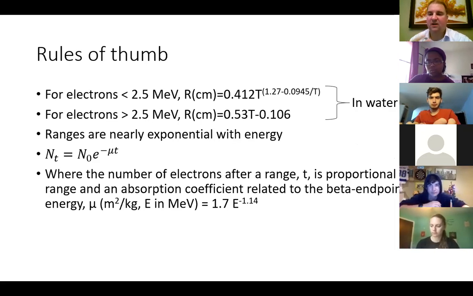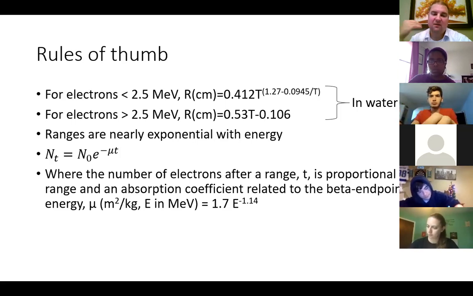And so we've got two rules of thumb here for electrons in water for what their physical thickness ranges would be, depending on their energies, whether they're less than 2.5 MeV or greater than 2.5 MeV. These would be their physical ranges in centimeters that we would expect these electrons to be able to penetrate in water. Those ranges, you should notice, are nearly exponential with energy. As energy goes up, the range increases more or less exponentially.